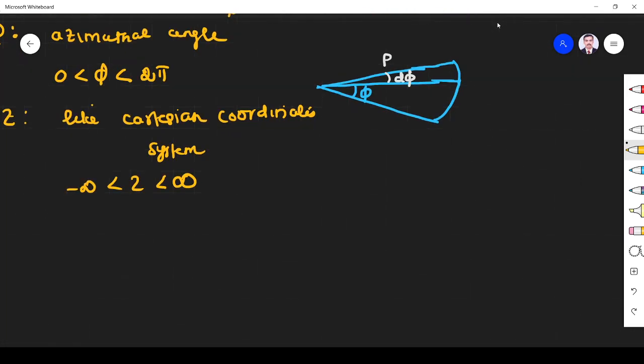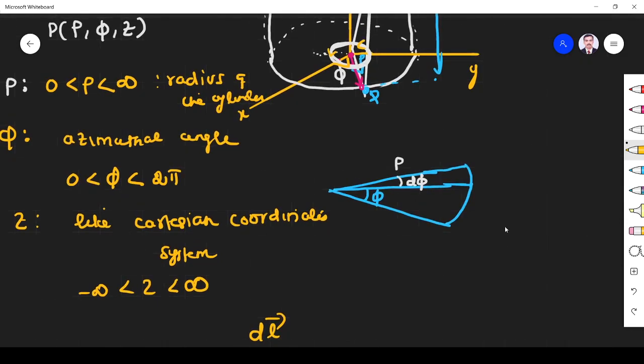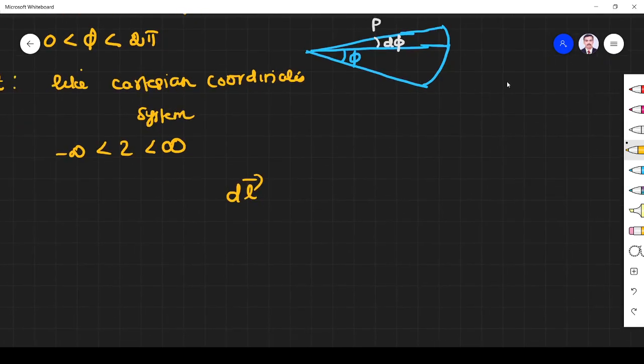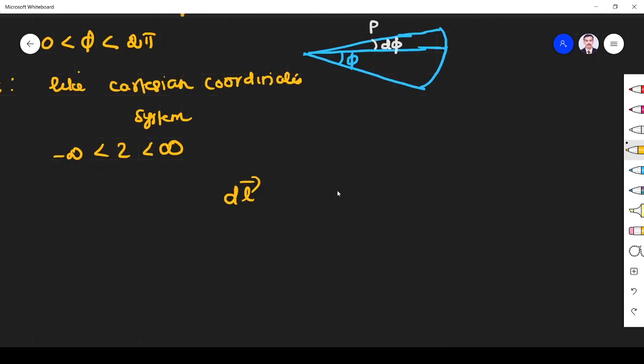Now we go and find three important differential elements: the differential length, then the differential surface and the differential volume vector. So what is the differential length? How much has it changed in the rho direction? Let us assume rho is a radius. Differential rho means it has changed from this location to this location. So this is d rho.